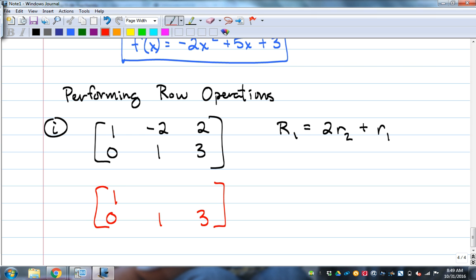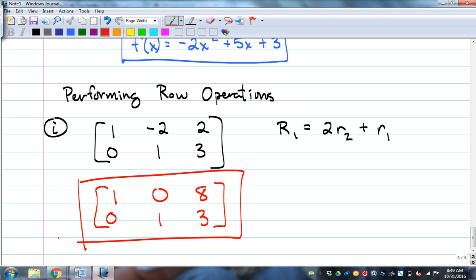2 times 1 plus negative 2 is 0. And then 2 times 3 plus 2 is 8. And that's the completion of that row operation. Now, we ended up in reduced row echelon form out of that kind of on purpose, but that would have been the last step that your calculator would have done to get you there if you hit RREF with that particular matrix. Not always going to get there.